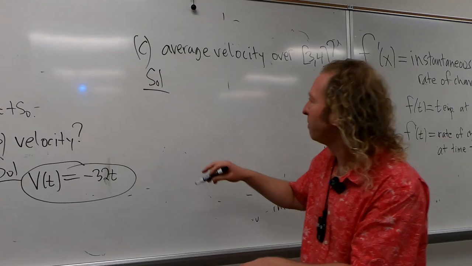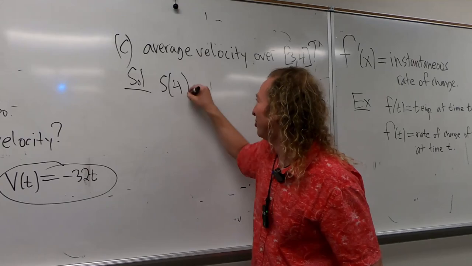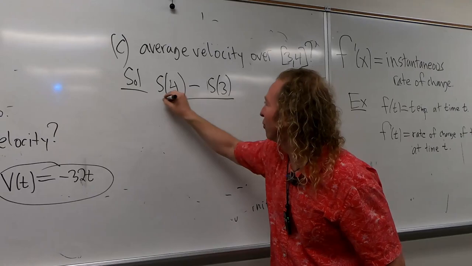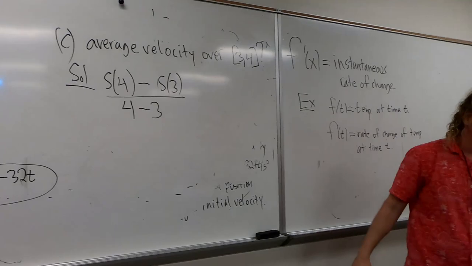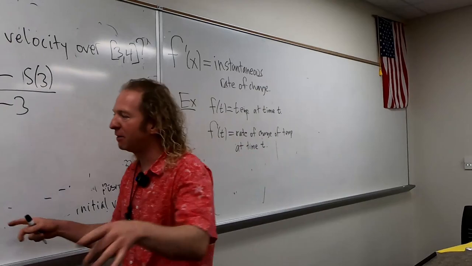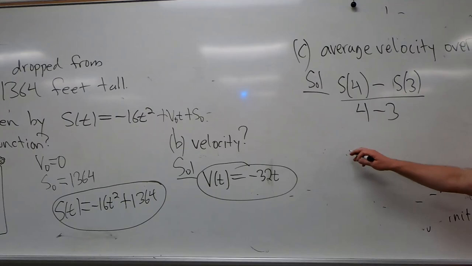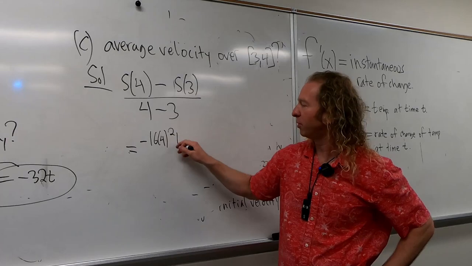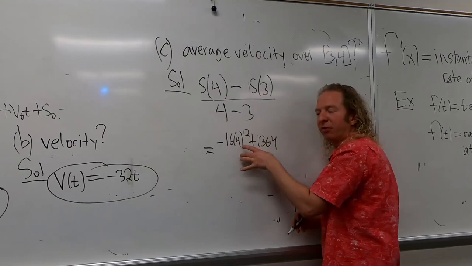It's S of 4 minus S of 3 over 4 minus 3. It's good I'm following my notes, otherwise I would forget to do this. And then you just have to be really careful because you have this constant, right? It's going to cancel, but I'll show all the steps. So plugging in 4, we have negative 16 times 4 squared plus 13, 64. That's just the S of 4, right? That's putting in the t equals 4.